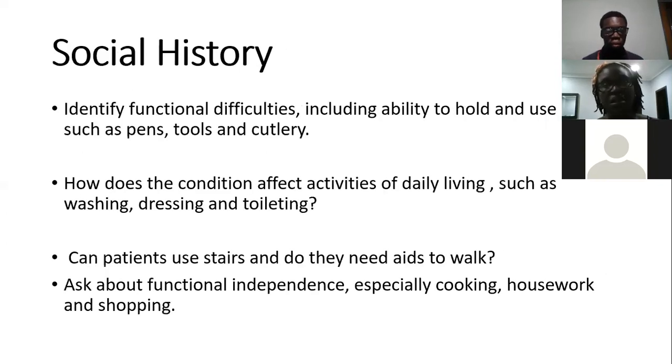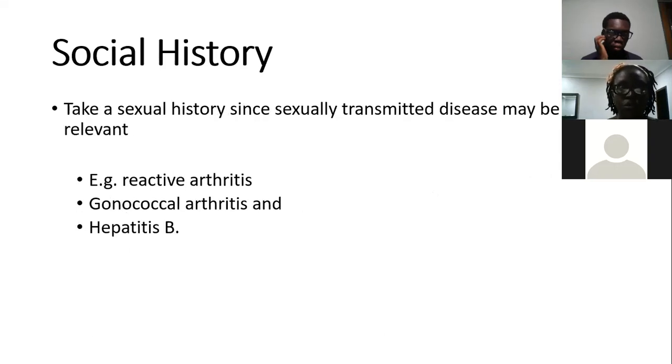Social history. Basically, the aim of social history is to look for functional difficulties that the patients have with normal activities of daily living, like bathing, dressing up. Is the patient able to climb stairs, or do they need an aid? Okay, so you want to use this to give you an idea of how bad the functional impairment is.